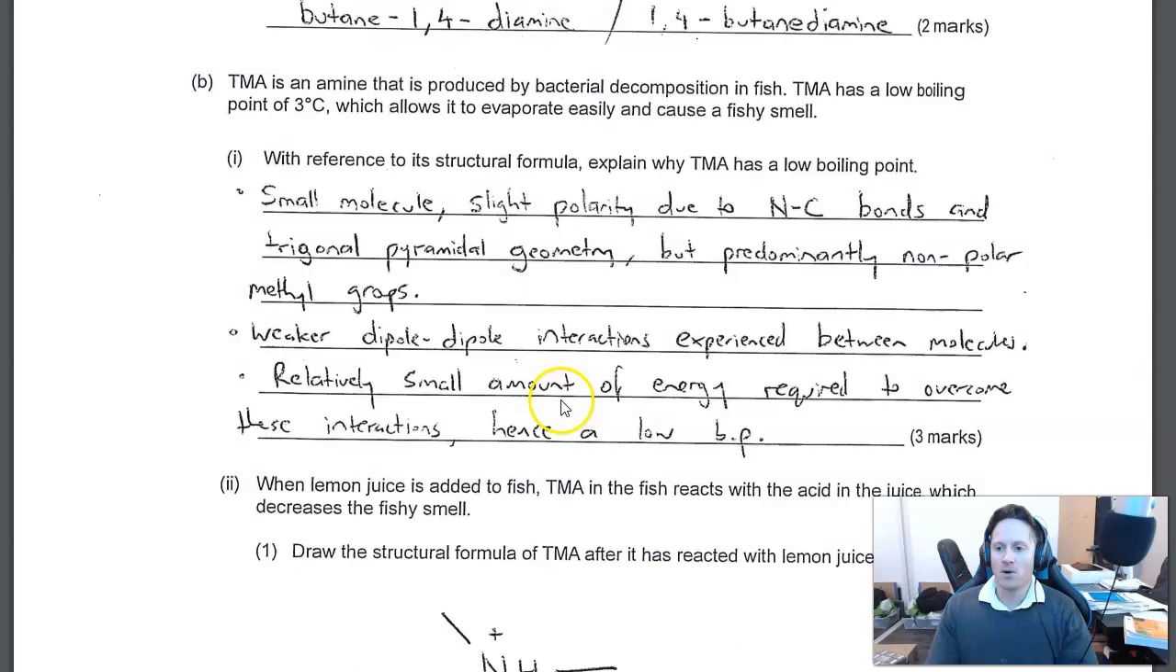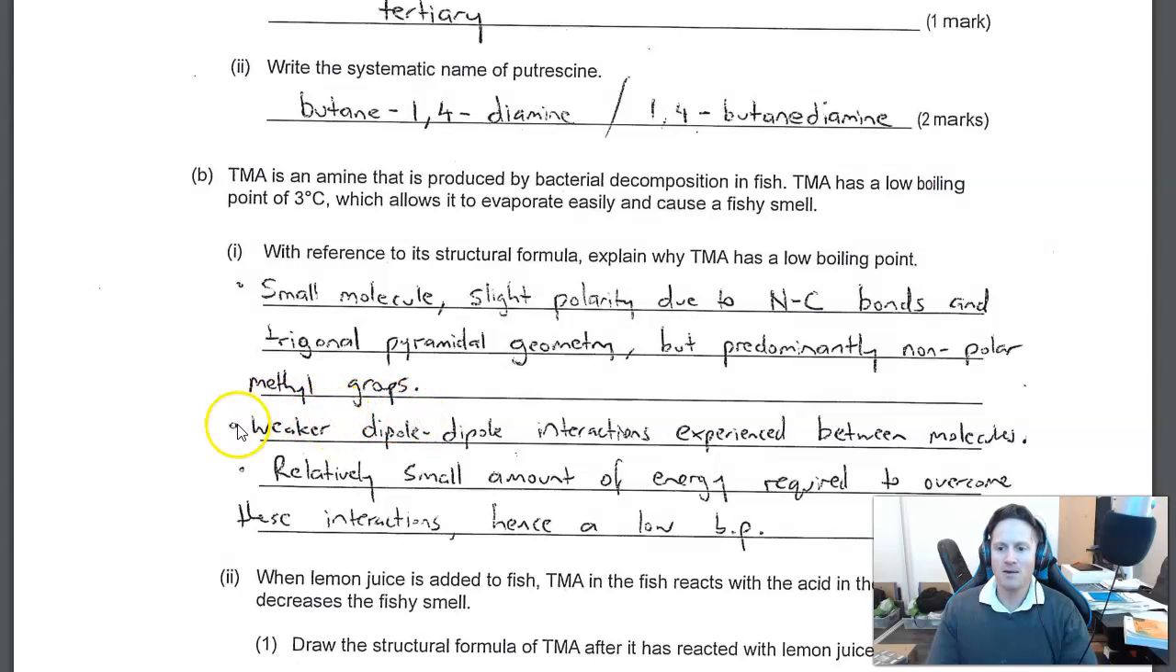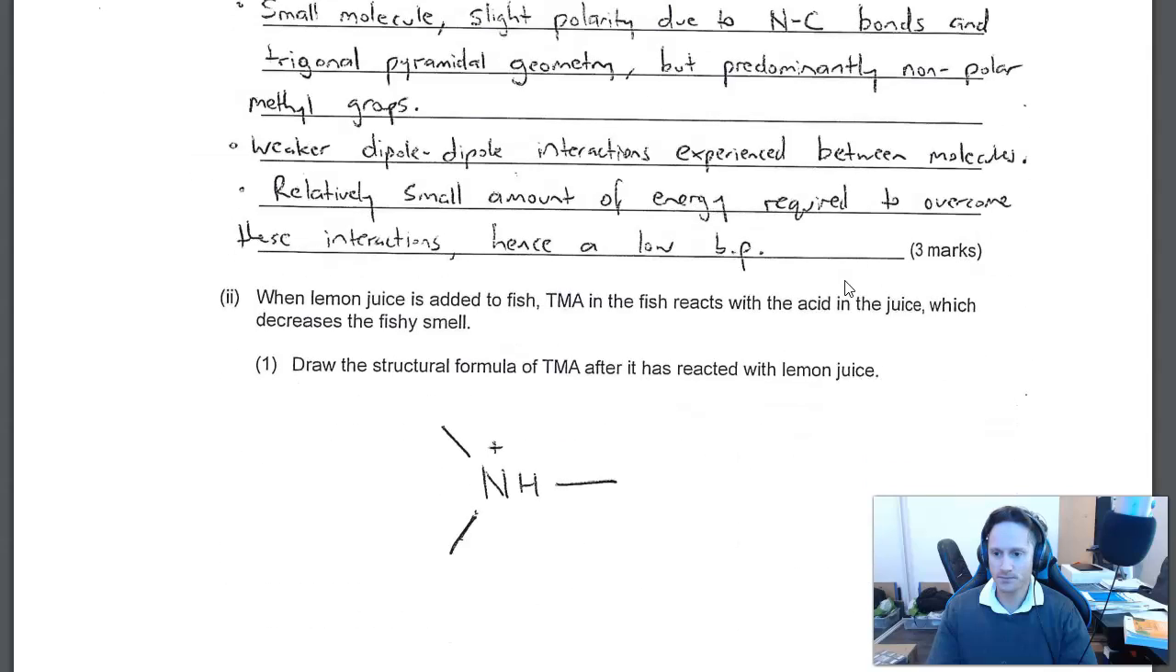A relatively small amount of energy is required to overcome these interactions, hence a low boiling point. I'm saying weak and small amount of energy because the question says it has a low boiling point. So when I'm describing it, I'm saying this is why, because these are the secondary interactions and they're quite weak. I know they're weak because it says it has a low boiling point.